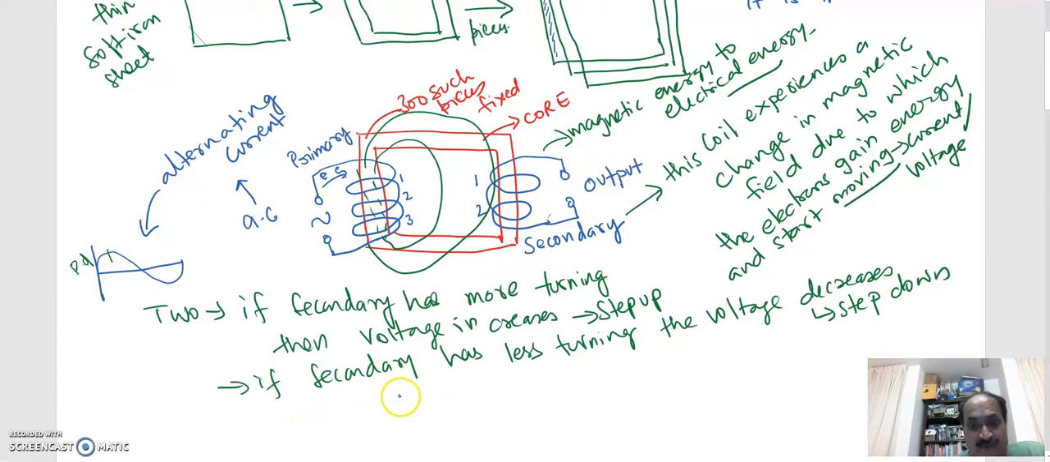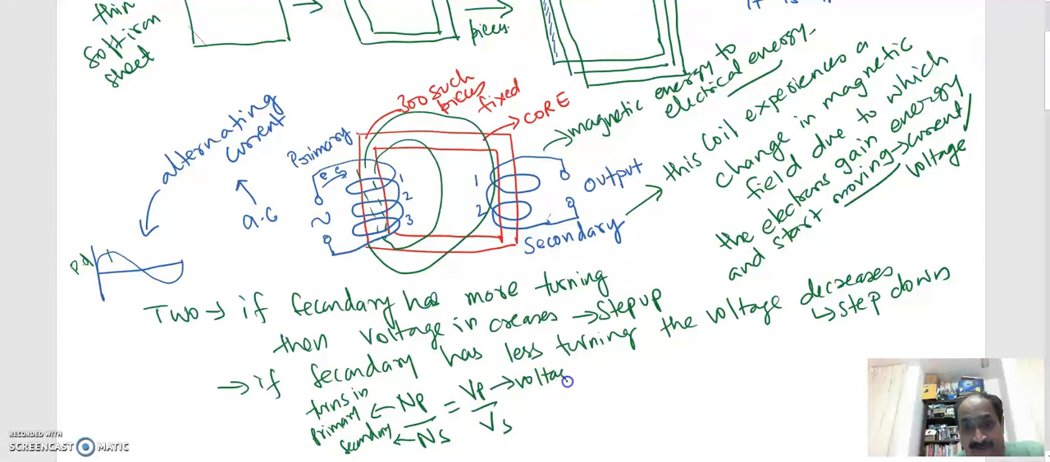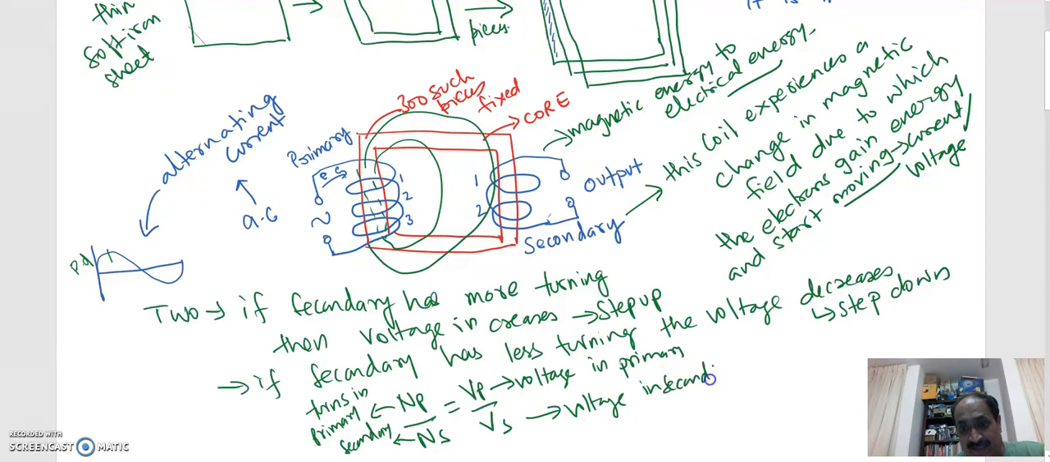Okay, and there is a formula here: Np by Ns is equal to Vp by Vs, where Np is the turns in the primary, Ns is the turns in the secondary, Vp is the voltage in the primary, and Vs is the voltage in the secondary.